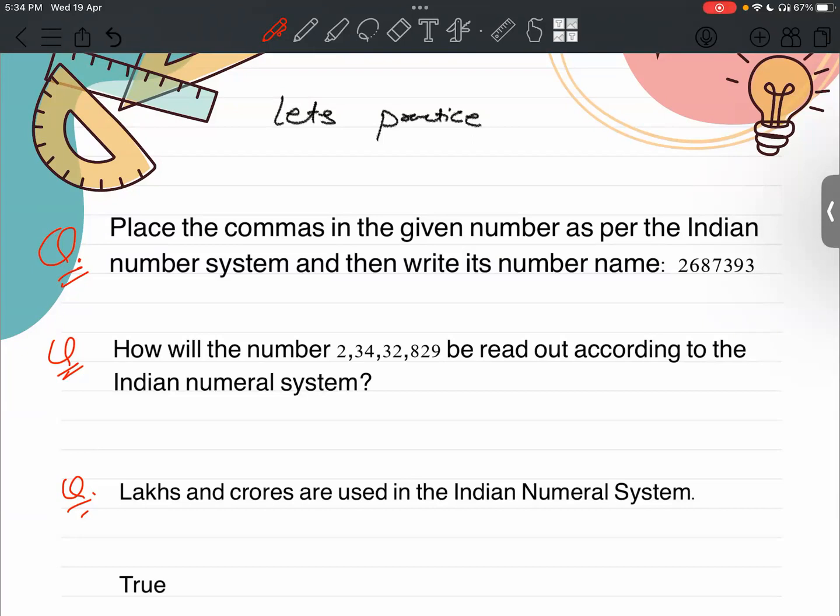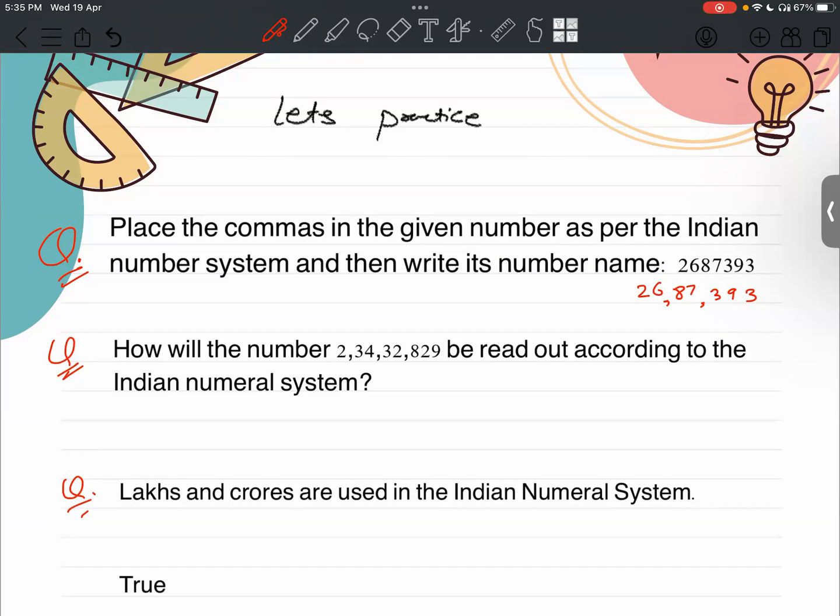So in Indian system, the commas will be inserted in between of 7 and 3, and then in between of 6 and 8, and then we have to write 2 6. That's it. Okay. So what is its name?